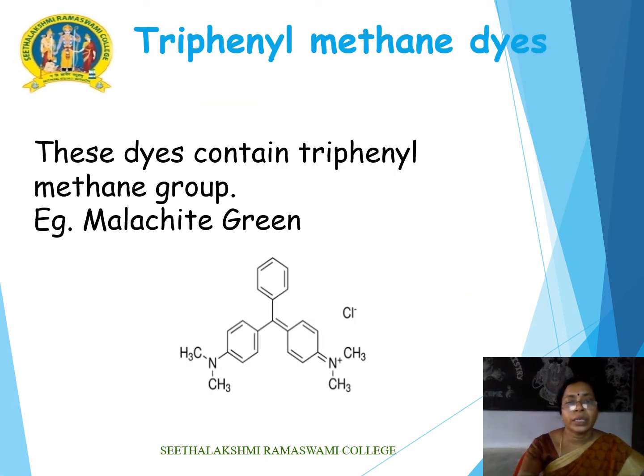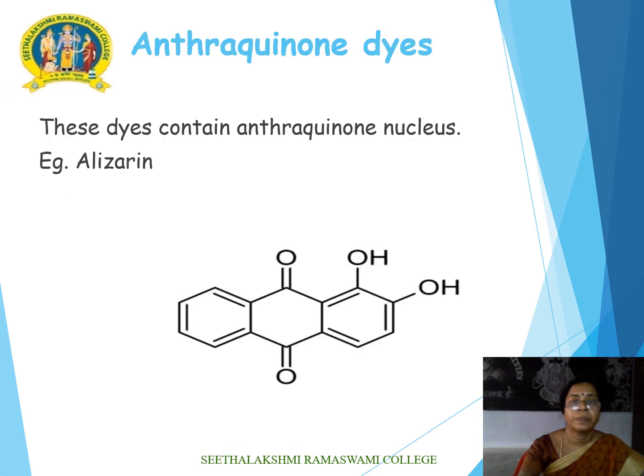Triphenyl methane dyes. These dyes contain the triphenyl methane group. Example, malachite green. Anthraquinone dyes. These dyes contain the anthraquinone nucleus, example alizarin.